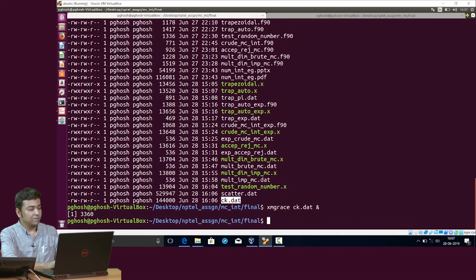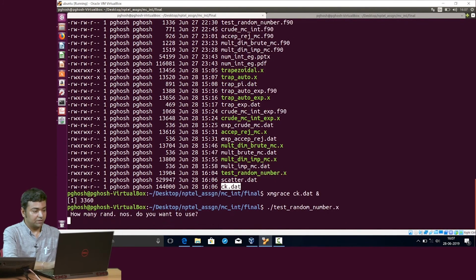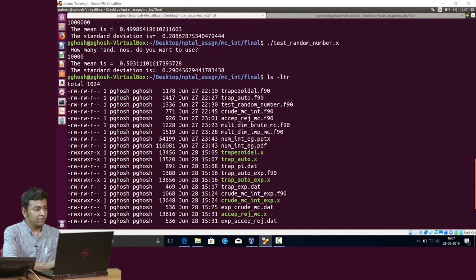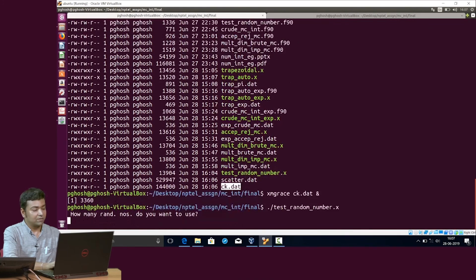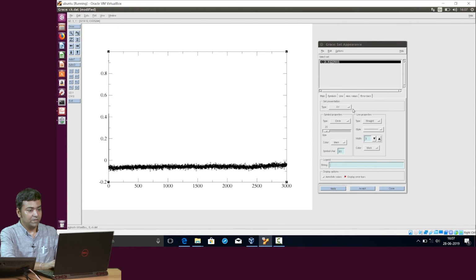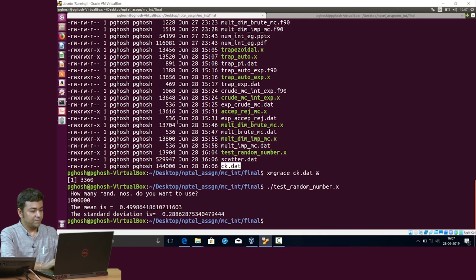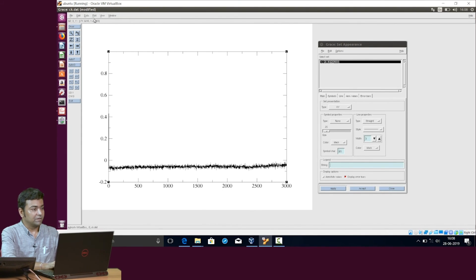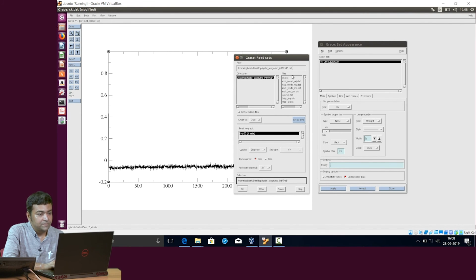Now, let us try to run it again with a few more points and see how things change. So, instead of 10,000, I put 10 lakh points and let it run. Once it is done, I will plot it in this same graph. Let me try to plot it in this graph. See, it is done. Let me just reload the data.